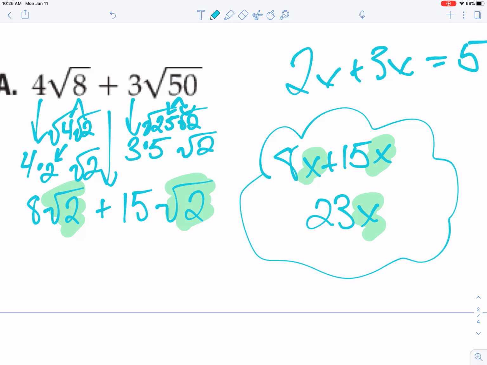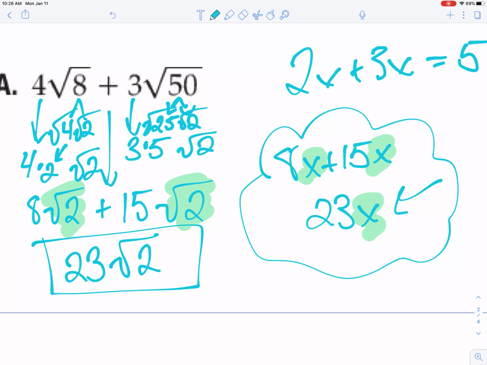So you're going to add the number on the outside. So that's going to be 23. And then just like you did over here with the x, you just leave it square root 2. Don't try and add them together. Don't try and multiply them. Just leave it exactly square root 2. You're adding like terms. That's your answer.